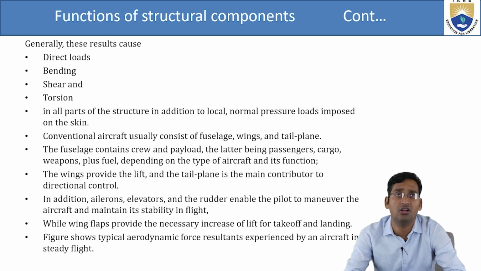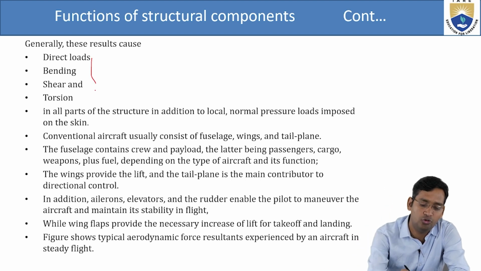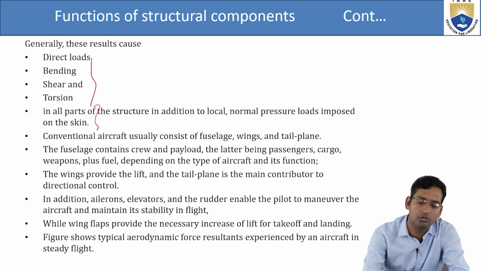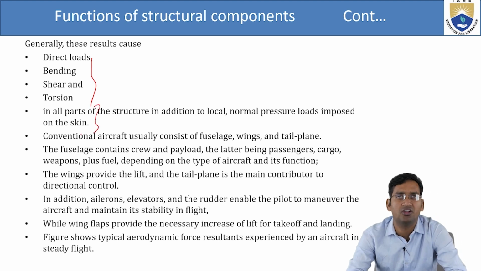Now the function of a structural component. Generally these loads cause direct load, bending, shear and torsion in all parts of the structure, in addition to the local normal pressure load imposed on the skin. So these four will act, and in addition to that, the local normal pressure load on the skin also acts on the aircraft. So from here to here, this is the function and how the aircraft operates.